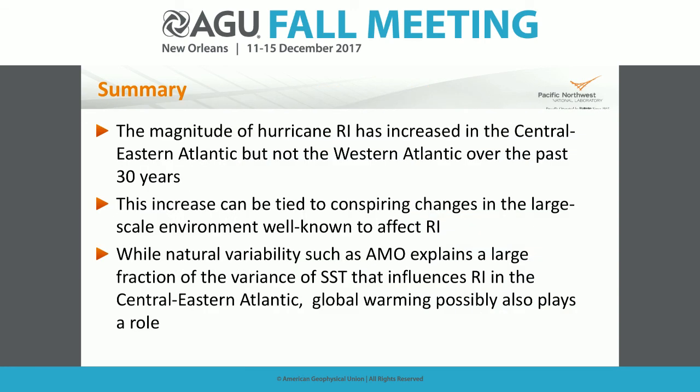So lastly, summarizing, just three main points. What we found is that there have been changes in the magnitude of hurricane rapid intensification in the past, mainly in the Central and Eastern Atlantic Ocean. And we found that these changes are related toconspiring changes in the large-scale environment, particularly related to sea surface temperature. And even though some of the decadal variability, like the AMO, is explaining part of the variability of the rapid intensification, we find that global mean sea surface temperature actually has a larger role to play, and therefore we cannot exclude the possibility that global warming actually has been playing a role in the rapid intensification in that region. Thank you very much.